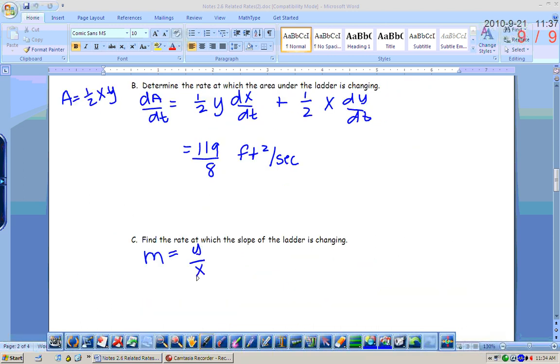So m equals y over x, and then you would take the derivative, and you could either use the quotient rule or the product rule and plug all of that in. Okay, we're going to stop there and move on to the next one.